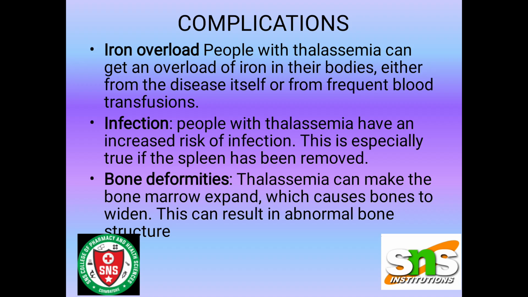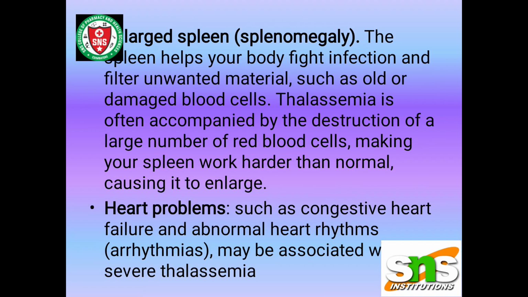Complications: iron overload. People with thalassemia can get an overload of iron in their bodies either from the disease itself or from frequent blood transfusion. Infection: people with thalassemia have an increased risk of infection. This is especially true if the spleen has been removed. Bone deformities: thalassemia can make the bone marrow expand, which causes bones to widen. This can result in abnormal bone structure.